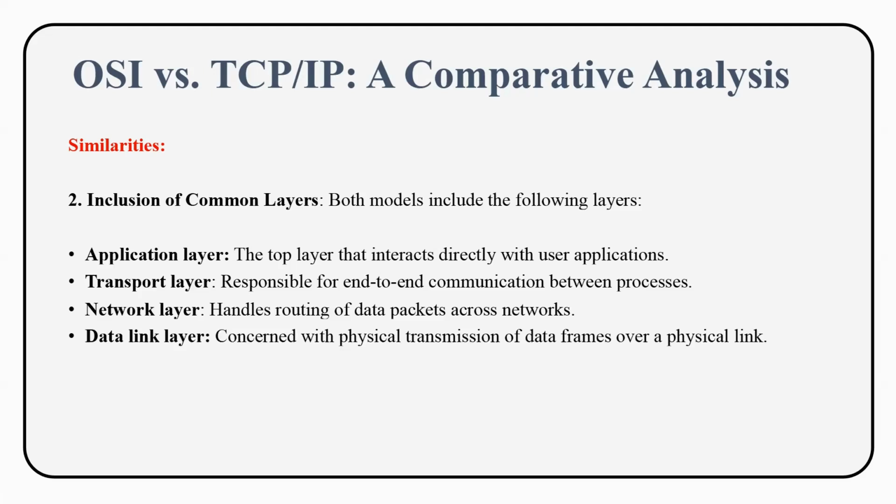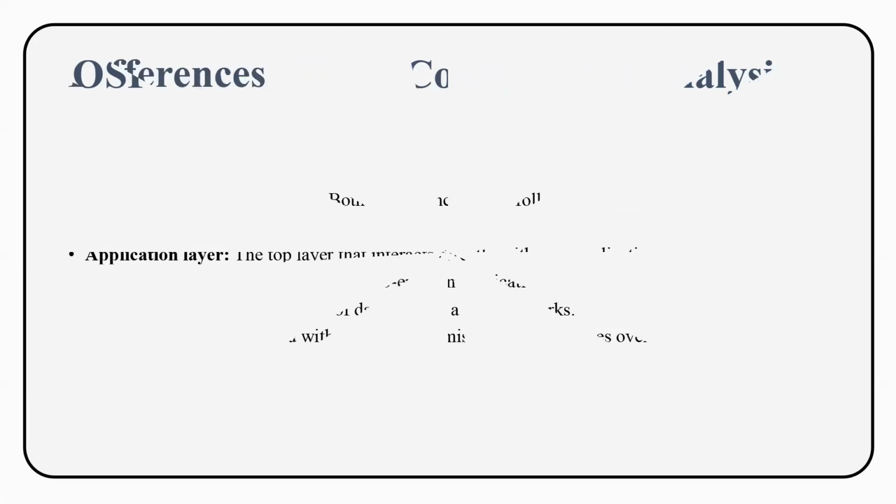The application layer is on the top. It is the top layer that interacts directly with the user application. The transport layer is responsible for end-to-end communication between the processes. The network layer handles routing the data packets across networks. And the data link layer is concerned with physical transmission of data frames over the physical link.